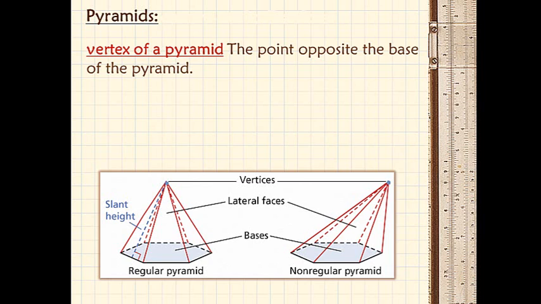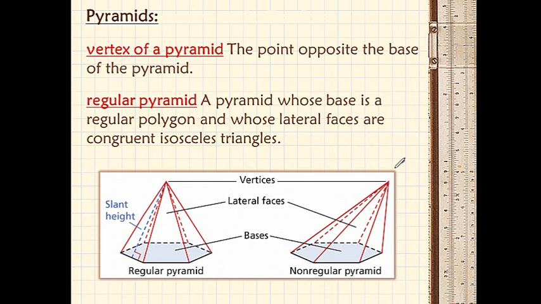The vertex of a pyramid is the point opposite the base of a pyramid. A regular pyramid is a pyramid whose base is a regular polygon and whose lateral faces are congruent isosceles triangles. So in this regular pyramid shown here, the base is a regular polygon. In this case, it's a hexagon. It means all the sides are congruent, and all of the lateral sides come up to the vertex, so they are all the same height. They all have the same base, and they are all congruent isosceles triangles.